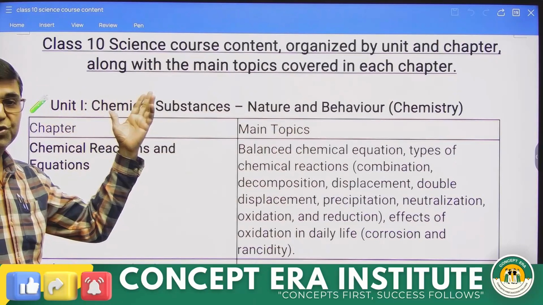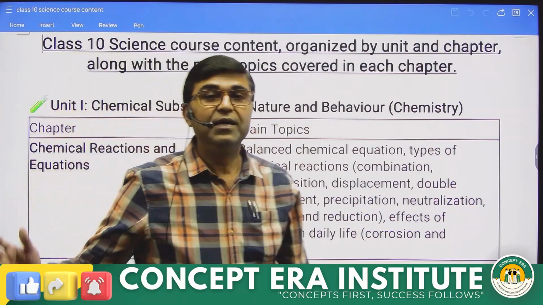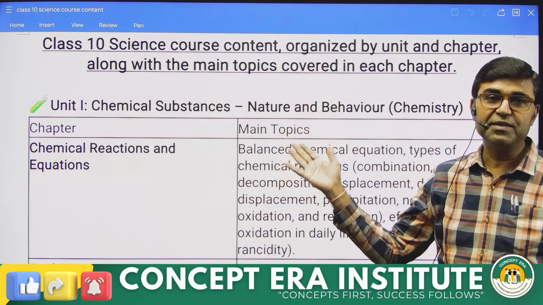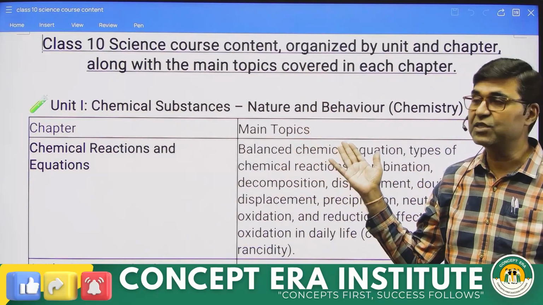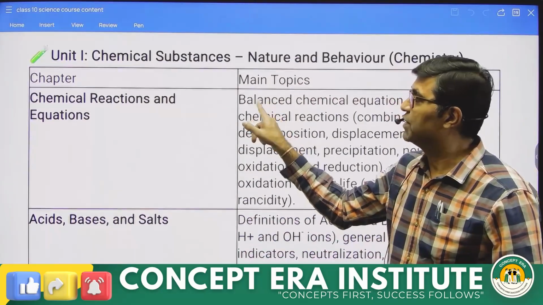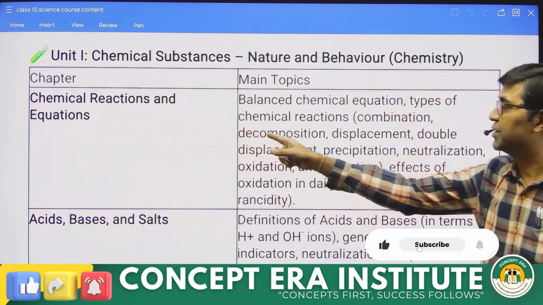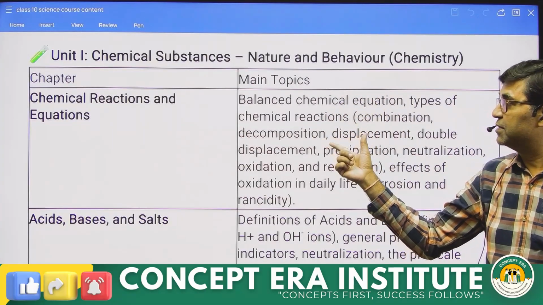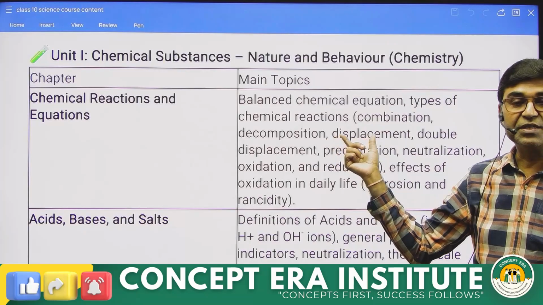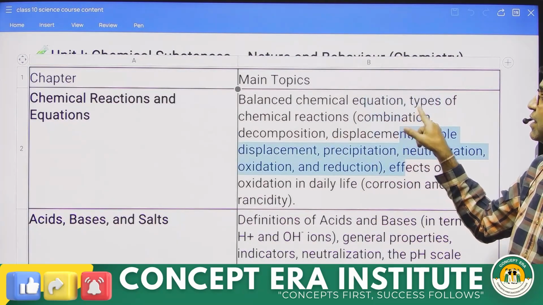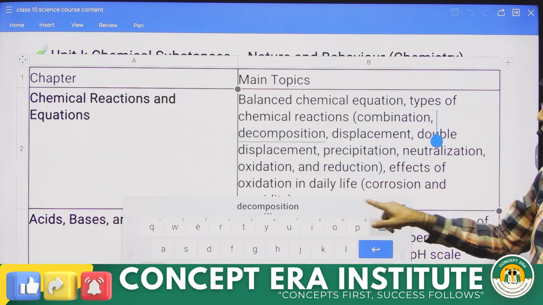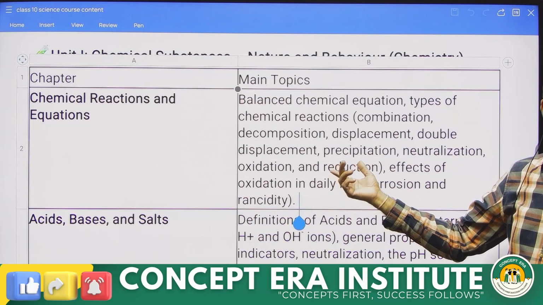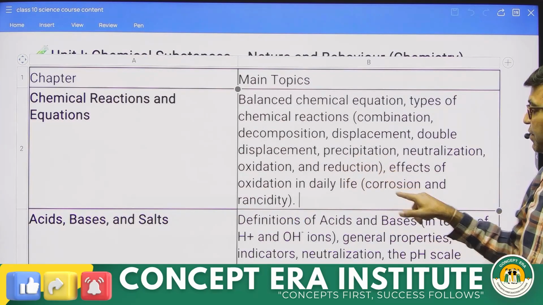Today I'll introduce you to the course content of Class 10 Science, chapter wise, covering the main contents covered in each topic. The first chapter, chemical reactions and equations. In this, you will be told about the types of reactions, how to balance a chemical equation, what is the significance of balancing chemical equation, and the reduction and oxidation and their applications in daily life.